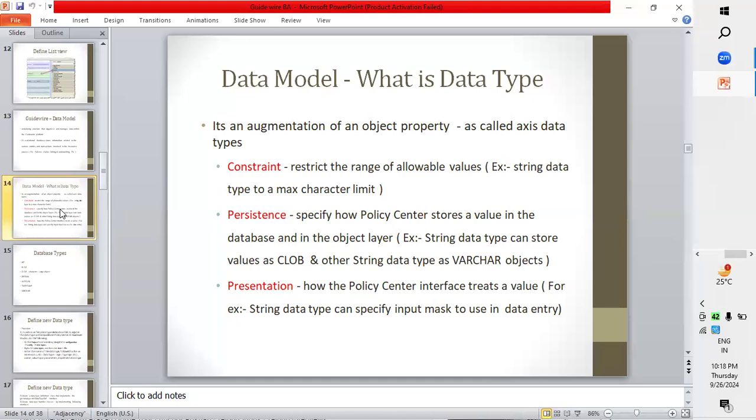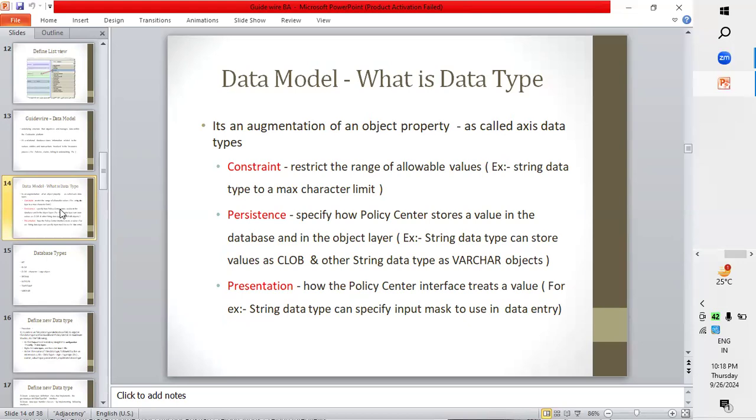One is constraints, majorly useful for us to restrict the range of values. Second, persistence, that specifies how the Policy Center stores a value in the database. Next, the presentation: how the Policy Center interfaces treat any values comes under the presentation point of view. Okay, three things. Now, when it comes to the database types, right?